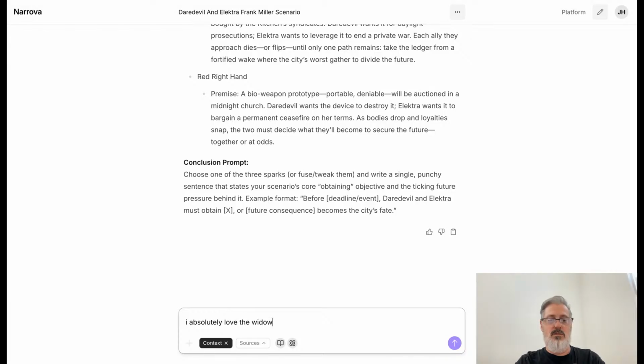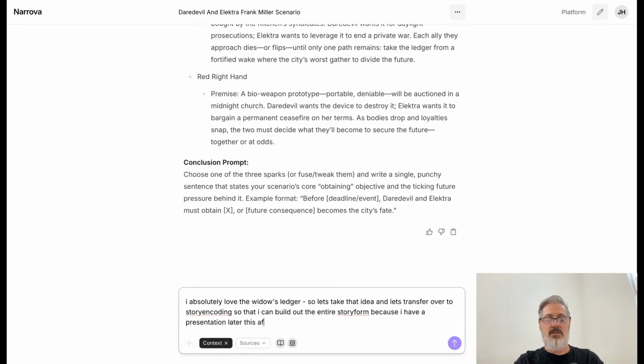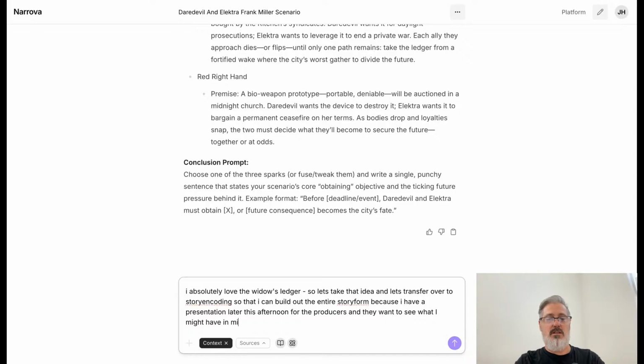Absolutely love the Widow's Ledger. So let's take that idea and transfer it over to story encoding so that I can build out the entire storyform, because I have a presentation later this afternoon for the producers, and they want to see what I might have in mind for the next season.